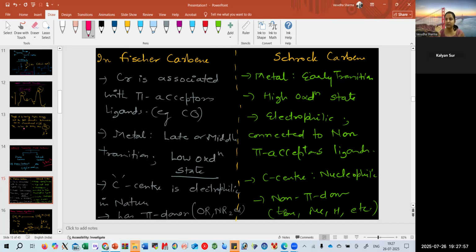On the contrary, in Schrock carbene, we have early transition metals in a higher oxidation state. They are electrophilic in nature and they don't have pi acceptors. They do not have pi acceptors because they are already electrophilic. If you attach a pi acceptor over there, it will further destabilize it. And the carbon center is nucleophilic in nature, having normal groups like hydrogen and methyl, because it is anyway nucleophilic and does not require any other group to give more electron density to it.